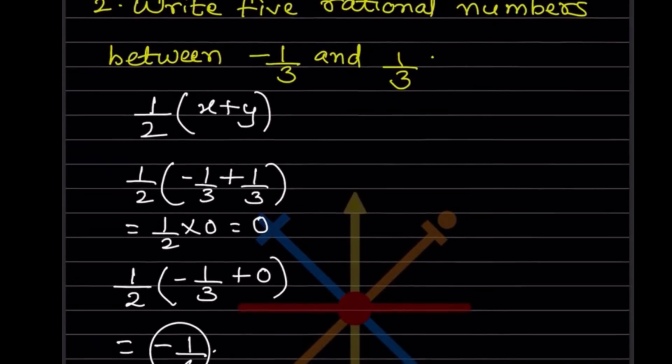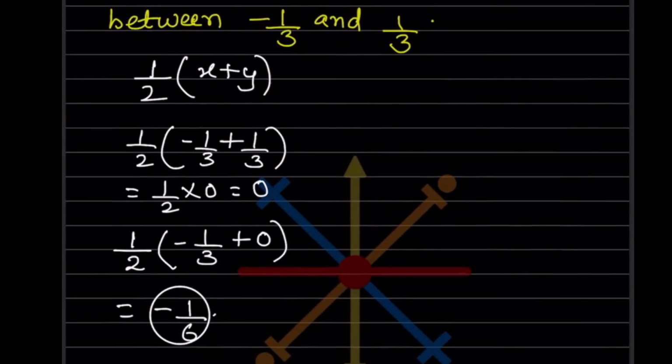Now here they said write 5 rational numbers between minus 1 by 3 and 1 by 3. So actually we have the formula, that is 1 by 2 times x plus y. So this is x and this is y. So x is minus 1 by 3 and y is 1 by 3. So minus 1 by 3 and plus 1 by 3 get cancelled, that becomes 0. So 1 by 2 into 0 is 0.